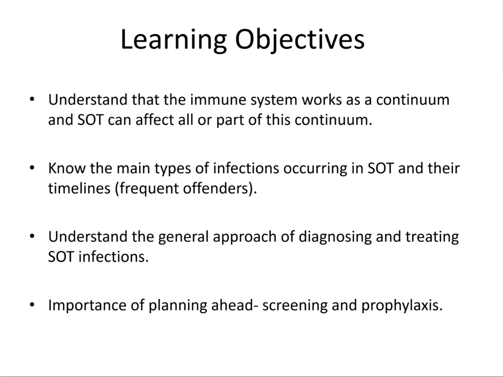All right. So learning objectives for today. Number one, understand that the immune system works as a continuum. And in solid organ transplant recipients, any part of this continuum can be affected. So when we say they are immune compromised, basically all levels of their immunity are affected. We would like to know the main types of infections occurring in solid organ transplant, their timelines after transplantation, and also be familiar with the frequent offenders, the microorganisms that we commonly see after transplant. We want to understand the general approach of diagnosing and treating solid organ transplant infections, maybe a little bit different and more aggressive than in immune-competent individuals.